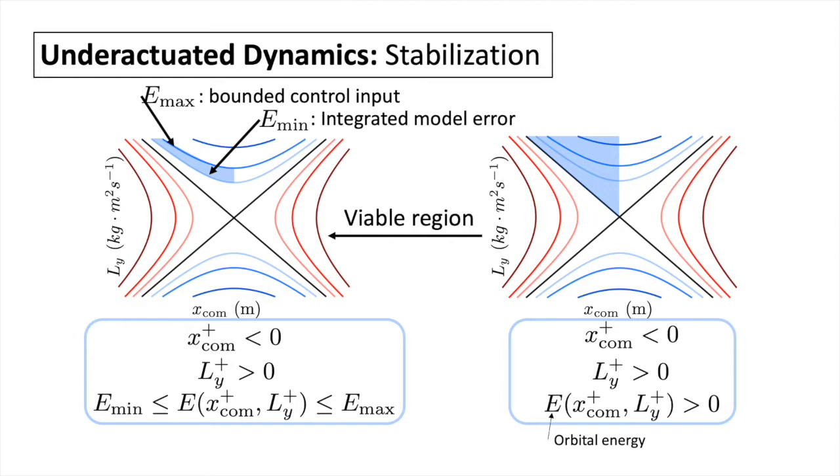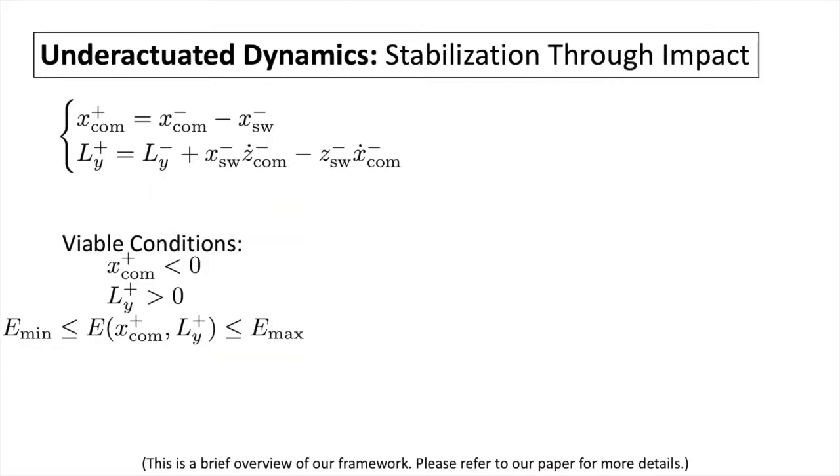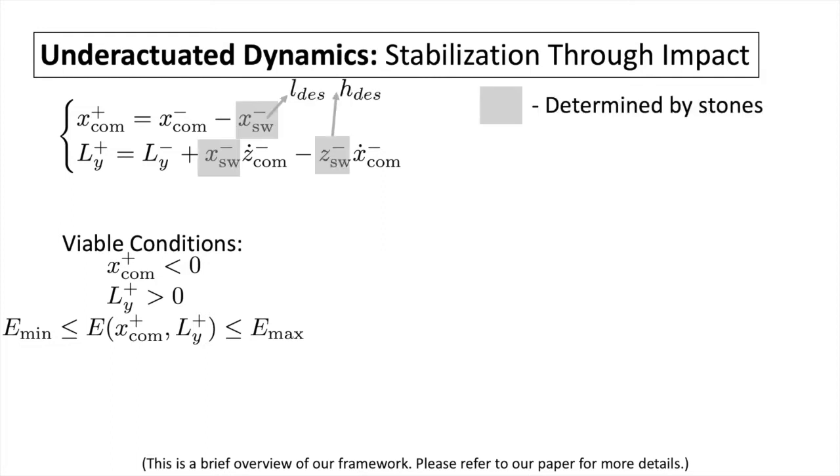This is characterized by the three viable conditions, where E stands for orbital energy. Similar conditions transfer to robot dynamics with a tightened bound on orbital energy. The impact equation for underactuated dynamics can be written in closed form, so viable conditions can be realized by controlling pre-impact states. However, these quantities are determined by stone configurations. These quantities are underactuated states.